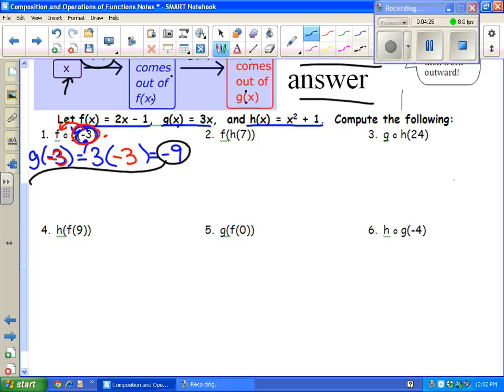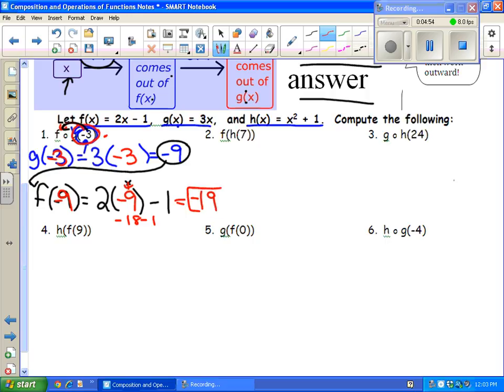And I'm going to put that answer into what? We said we were going to put it into f. So now I'm going to go to the f function and I'm going to use -9 there. My f function says 2x minus 1. Well, in place of x, it's going to be what? It's going to be -9. So my new input that replaced x is -9. So -9 times 2 is -18 minus 1, which is -19.